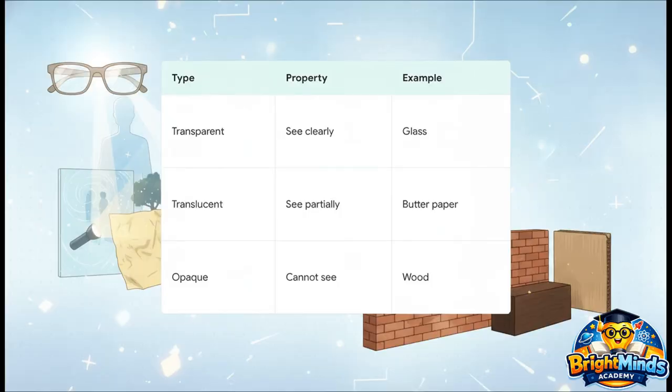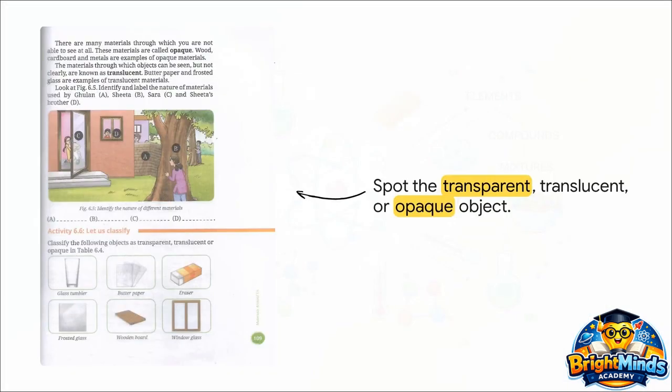Now let's talk about light transmission. This is absolutely vital. We classify materials based on how well we can see through them. Transparent materials like clear glass, water, or even the air around us let light pass through completely. Opaque materials like a brick wall, solid wood, or thick cardboard block light entirely. And sitting right there in the middle are translucent materials, things like frosted glass or butter paper. They let a little bit of light through, but they scatter it so you only get this hazy, blurry view. Think about a game of hide and seek.